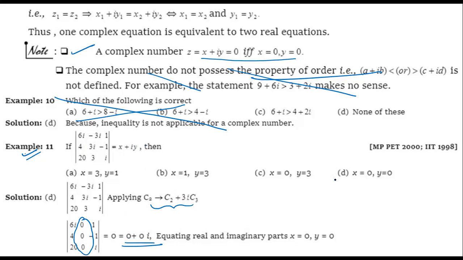So what is the answer? Option D is the correct answer. Do you know this is IIT 1998? It was a previous advanced question.